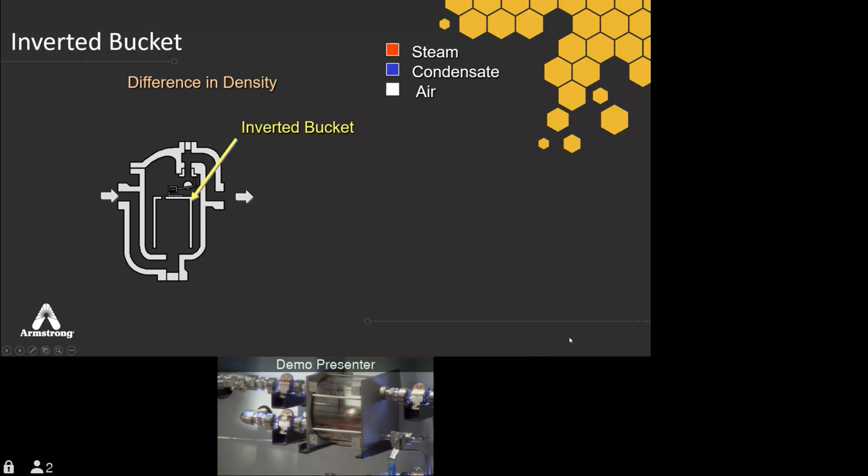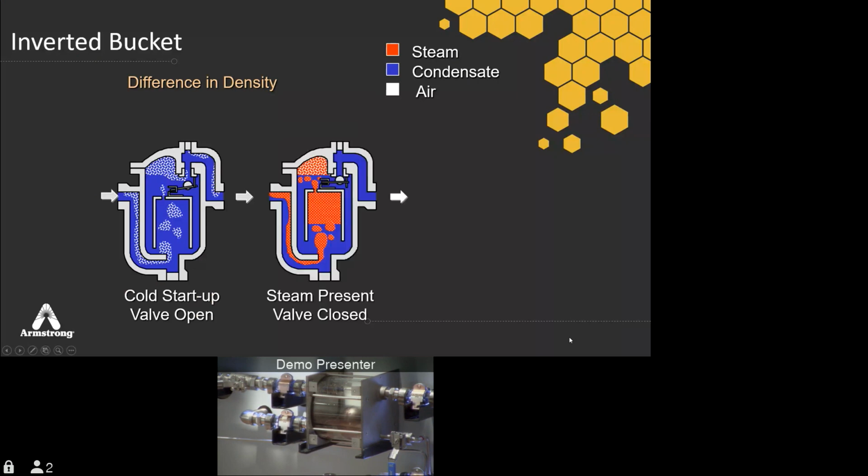Okay, so we'll look at this on startup again, just like with F&T. So we'll have air and cold water entering the trap. At this point, not much is going to happen. The bucket will stay at the bottom of the body, and the valve will slowly pull off of the seat. So we're discharging any air or cold water entering the trap.